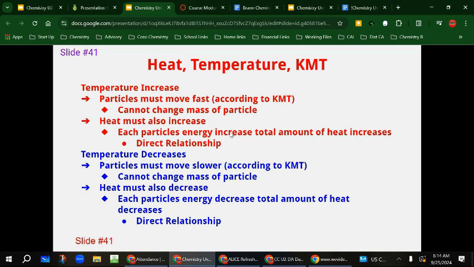You need to put all four of those things together. Temp goes down, heat goes down, kinetic energy goes down, speed of the particles goes down. All four of those things happen together. Why? Because you can't change the mass. And you can't change the amount of matter in there.